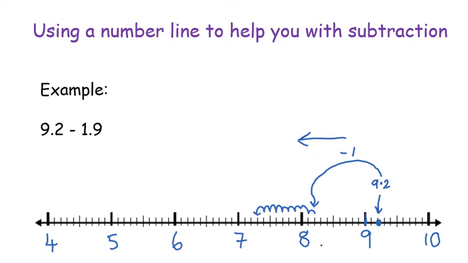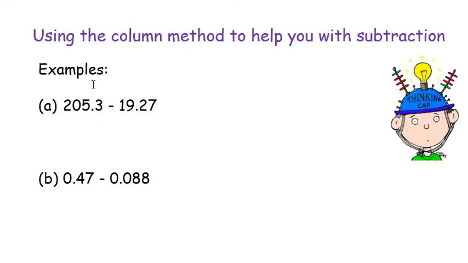And then I'm going to work out where that's got me to. So if this is 7, we've got 7.1, 7.2, 7.3. Okay, so our final answer there using a number line was 7.3. Okay. In the next example, we want to use the column method this time to help us with subtraction.